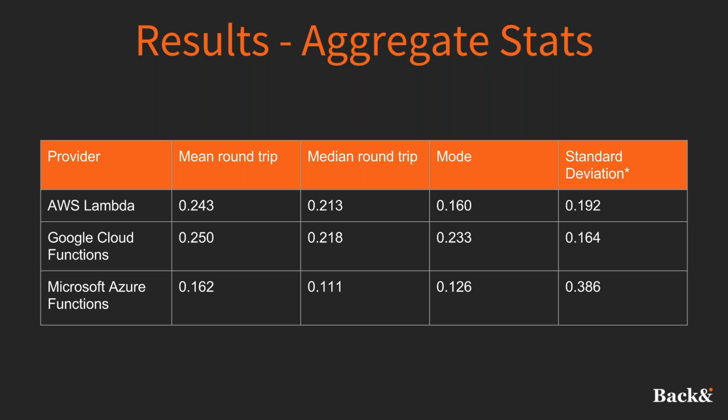From this perspective, Google Cloud Functions is the winner, in that all of the data is going to be within a certain range. You can fairly depend on that at 0.164. AWS Lambda is a bit behind that with more variance at 0.192, though in this case, as we saw in the graphs, the variance is actually a benefit for AWS Lambda because the times are a lot more predictable.